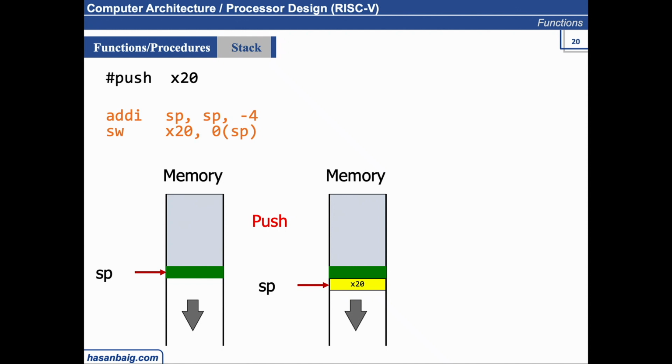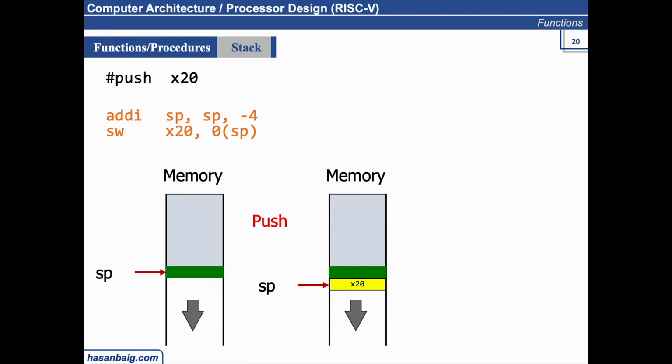And then how do you push? You can use a store word instruction. The store word grabs the data from a register and puts it into memory. Where are we putting it? With the address pointed by SP. So SP contains the address. And where is the value of SP stored? I have just mentioned that it is in register number X2. X2 corresponds to SP, or the stack pointer.